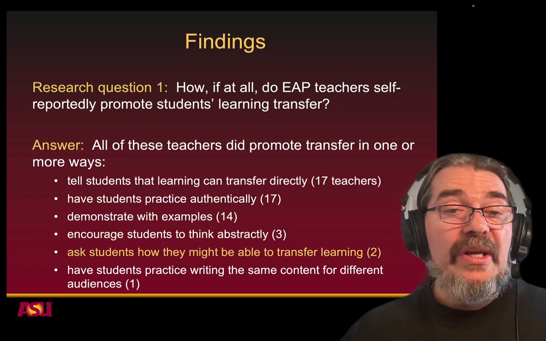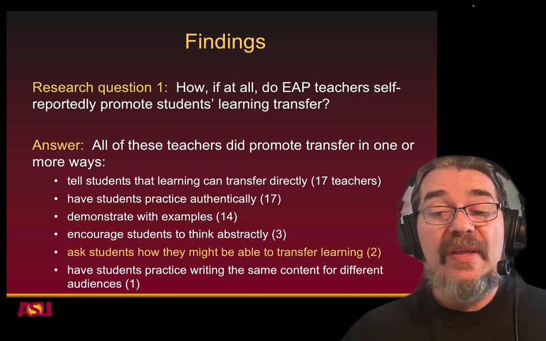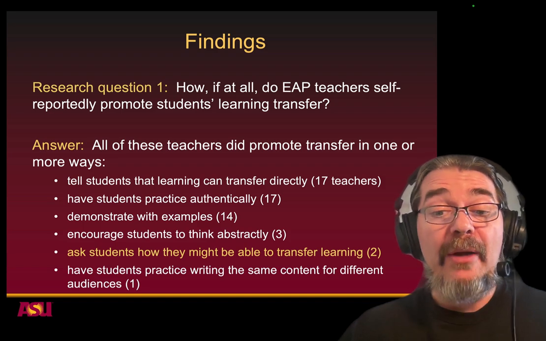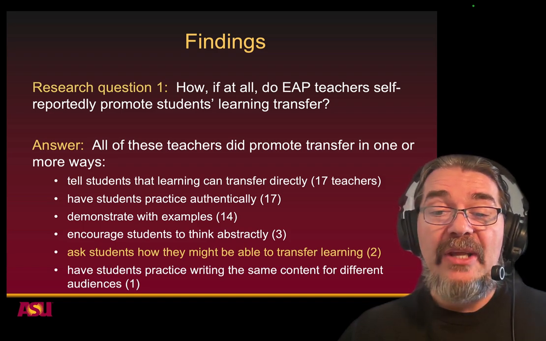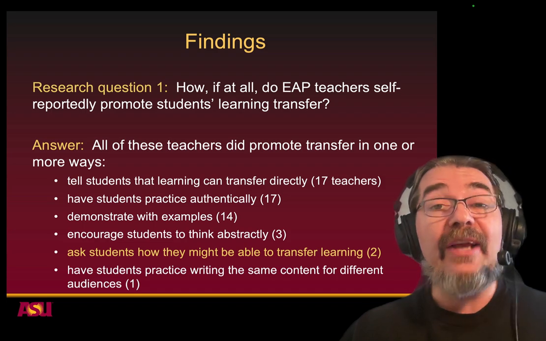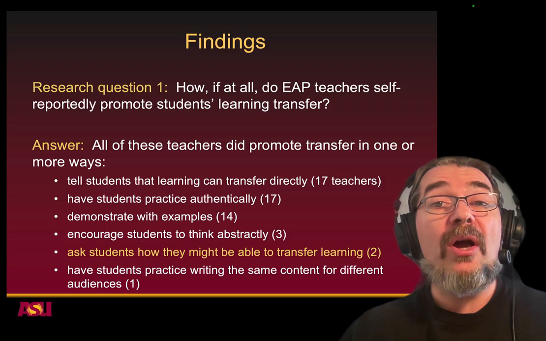The fifth category is asking students how they might be able to transfer learning, and 2 of the teachers said they did this. In other words, these teachers said that they questioned students about transfer, either informally as part of class discussions or formally as required written reflections on completed assignments. This questioning was done with a target context in mind.